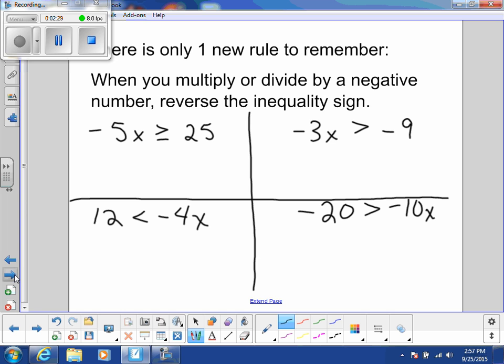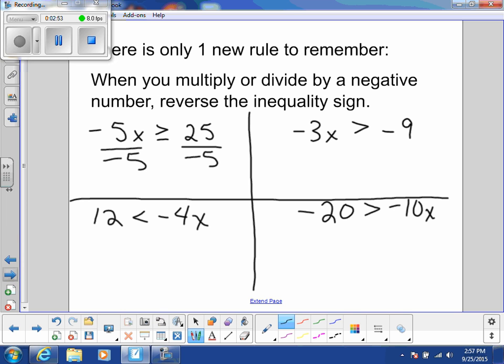There's only one new rule to remember. When you multiply or divide by a negative number, reverse your inequality sign. That means a greater than sign will turn into a less than sign, like it will in this example. The coefficient here is negative 5, so I'm going to divide both sides by negative 5.